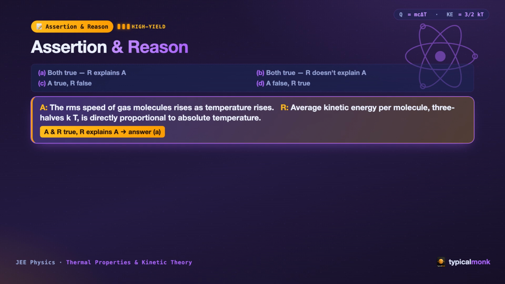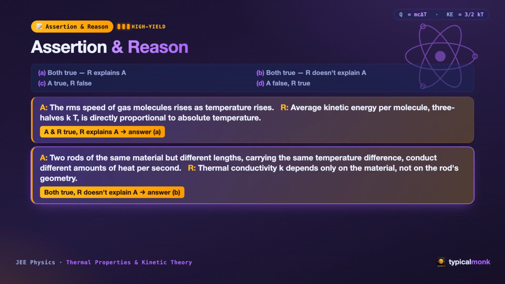First one, assertion: the RMS speed of gas molecules rises as temperature rises. Reason: the average kinetic energy per molecule, 3/2 kT, is directly proportional to absolute temperature. Think like SATA, check each statement, then the connection. Both are true, and the reason fully explains the assertion. Option A.